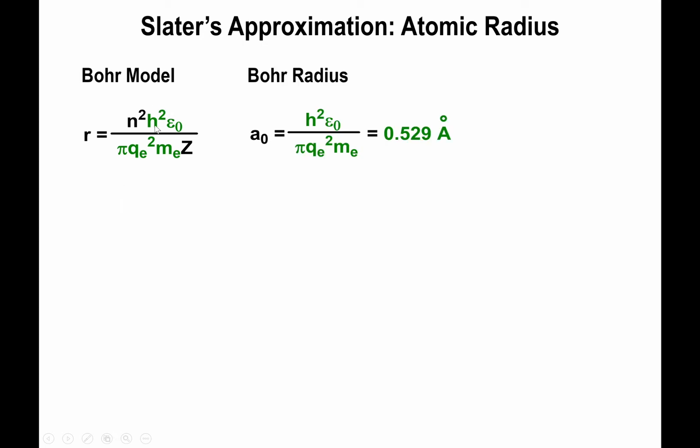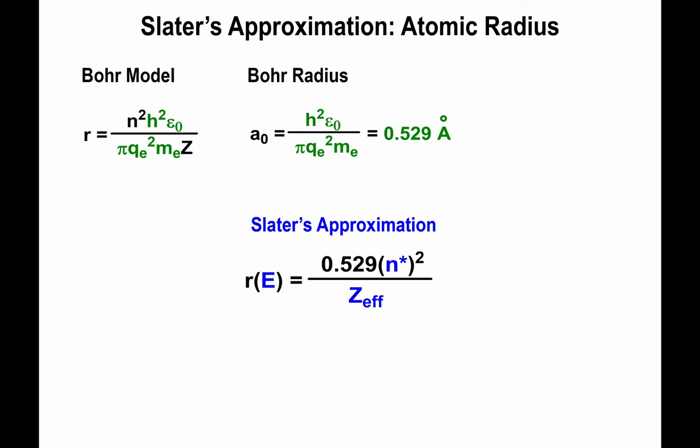And if you plug in the actual values for Planck's constant, the permittivity of space, the charge of the electron, and the mass of the electron, you find out that all of those constants together end up being a value of 0.529 angstroms. This is known as the Bohr radius. So pretty much the radius of the atom is given by 0.529 multiplied by the principal quantum number squared divided by the atomic number. But that only works if you have a single electron. If you have more than one electron in an atom, you can't exactly use that formula.